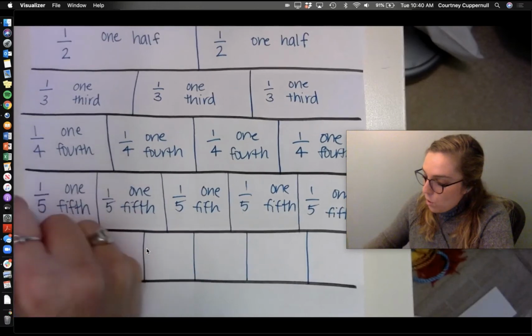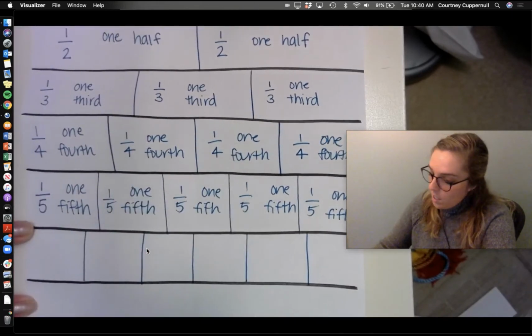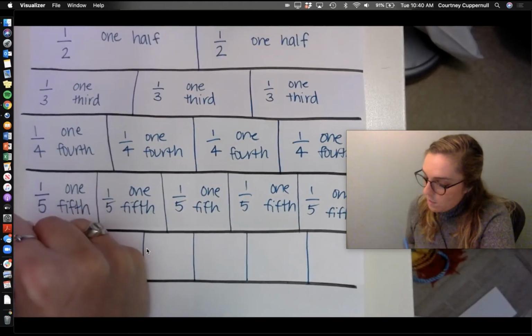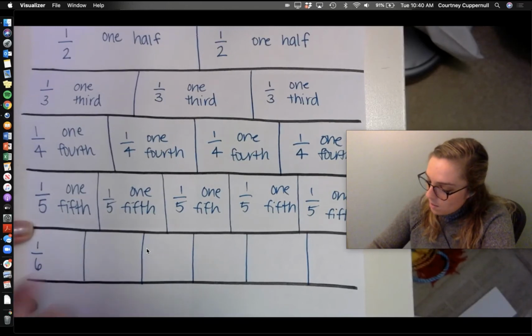All right, so we know that there's 1, 2, 3, 4, 5, 6 equal pieces in our whole. So we know that each piece is 1 piece out of 6 total pieces. It is 1/6 of the strip. So each piece is 1/6 of the strip.